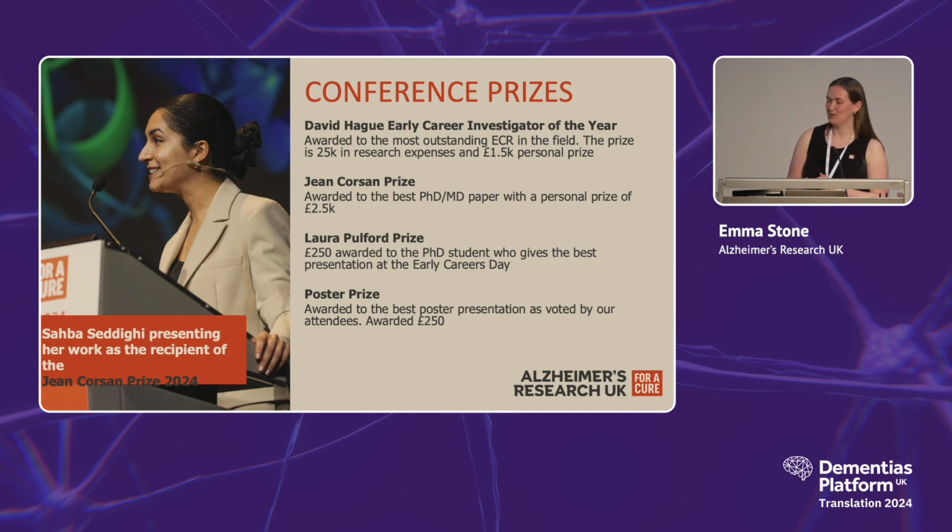Next up is the Jean Corzan Prize. So this will be opening in the autumn, and we really encourage you to submit your paper. So if you're a PhD student or an MD student, any paper that you've submitted is eligible. So if you have been selected for that, you will receive £2,500 and have the opportunity to present at the conference. So you can see our lovely Jean Corzan winner this year presenting her work at the conference as part of the main programme.